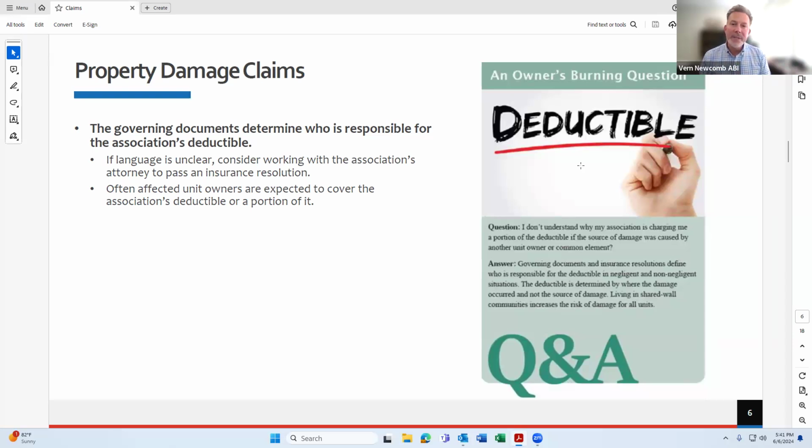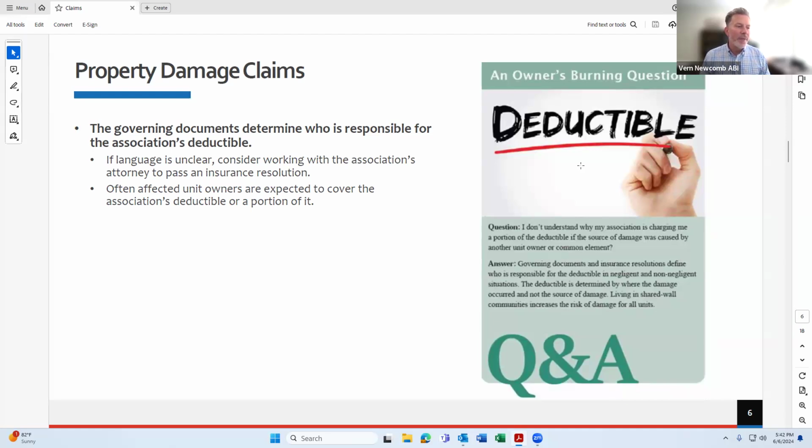And oftentimes the language is unclear in these documents. It may just say the association carries a deductible and it doesn't say who's responsible for it. So that's why it's very important. If your association does not have an insurance resolution, I would recommend that's the next thing you bring up at your next meeting. Very important to have an insurance resolution.